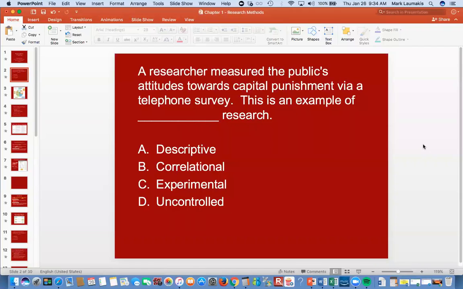A researcher measured the public's attitudes towards capital punishment via a telephone survey. What kind of research does that sound like? Descriptive, correlational, experimental, or uncontrolled? Just type in A, B, C, or D is fine.